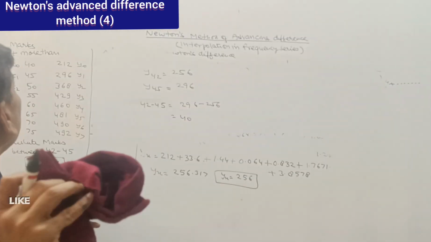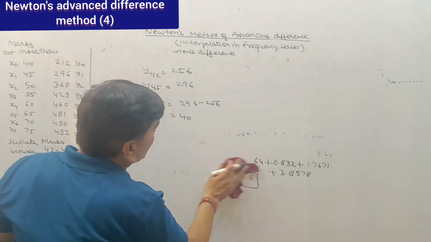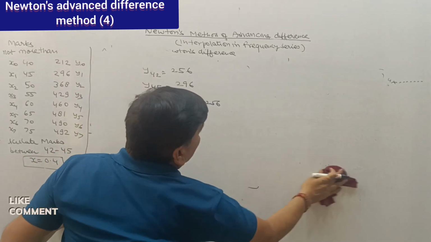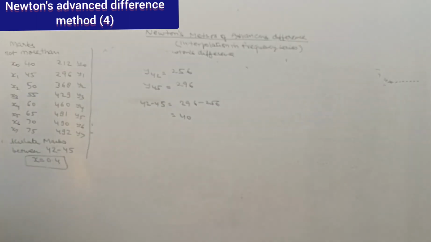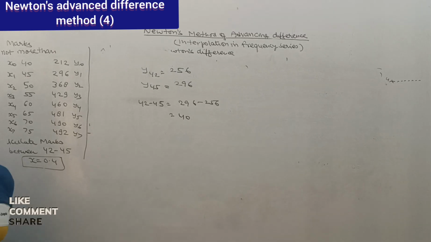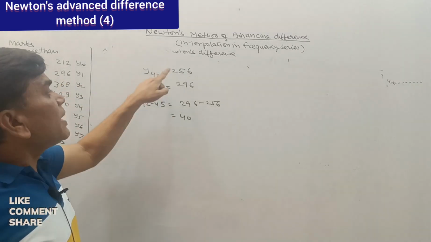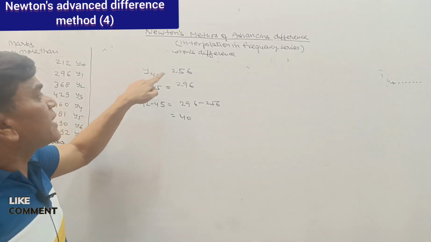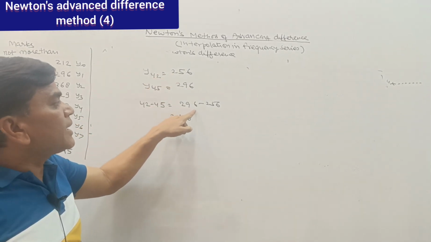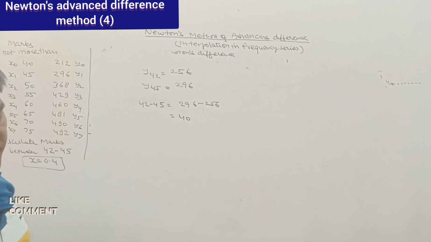So how many students are scoring marks between 42 to 45? Easily we have calculated. Up to 45 we are having 296, and we have calculated that up to 42 there is 256. So 296 minus 256, that is 40.